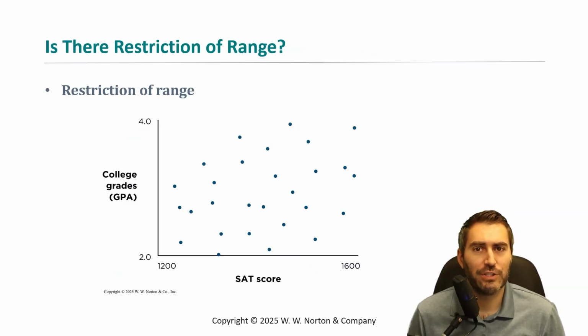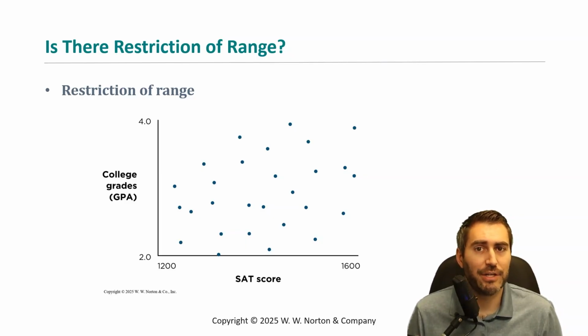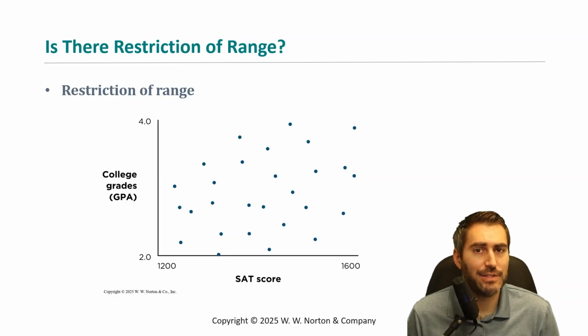It's also important to question if there might be a restriction of range in our data. Restriction of range is when there isn't a full range of scores on one of the variables in an association. A restriction of range can make the correlation appear smaller than it really is. If you look at this graph, you'll see that the two variables are college grades, measured in GPA, and SAT scores. The data are from a highly selective college that only admits students with high SAT scores. A plot of the correlation between college grades and SAT scores for students at this college yields a positive relationship, but the relationship doesn't appear to be very strong.